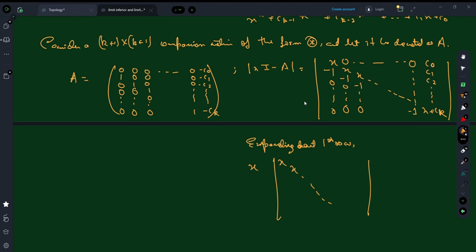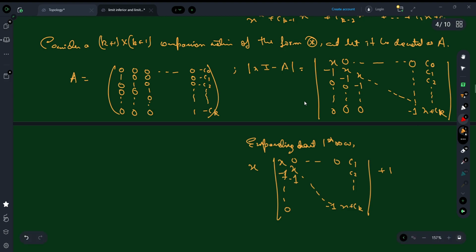Here you have your x plus ck, and then everywhere you have 0 here. Here you have minus 1. Here you have minus 1. Here you have a minus 1 again. Here you have c1, c2 till this, and here you have 0. So this you get plus 1 times another matrix, which will obviously be the cofactor of 1.